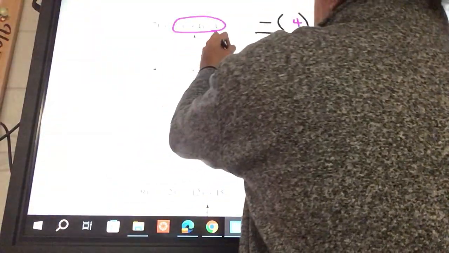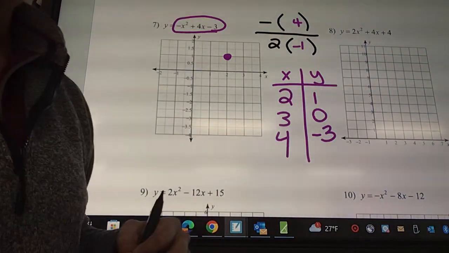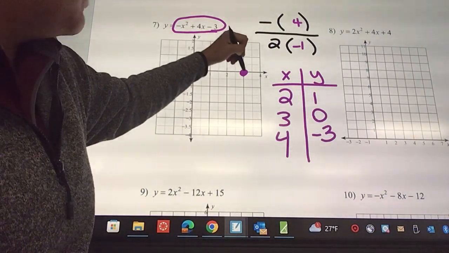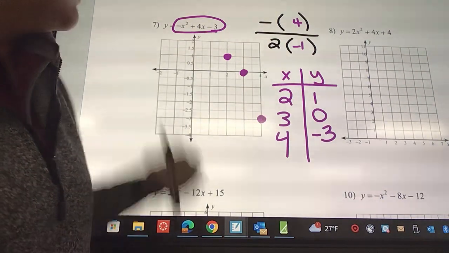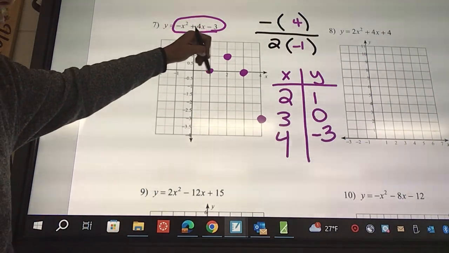So we're gonna go to 2, 1, and that's my vertex. Then I'm gonna go to 3, 0. And again, we just keep going over. 4, and then go down to -3. And then we're gonna mirror this on the other side.